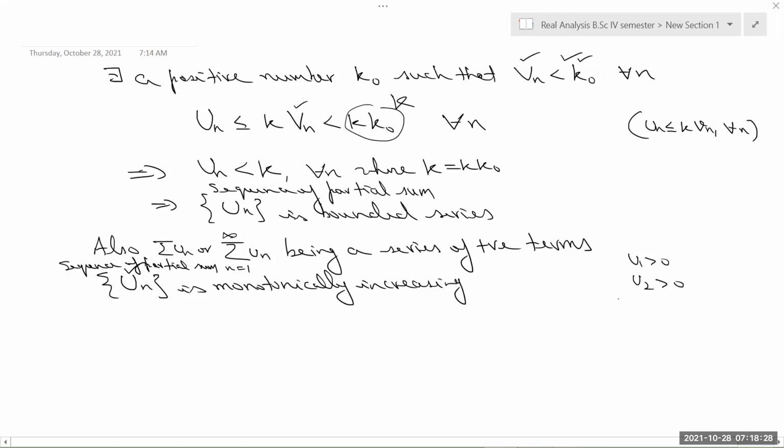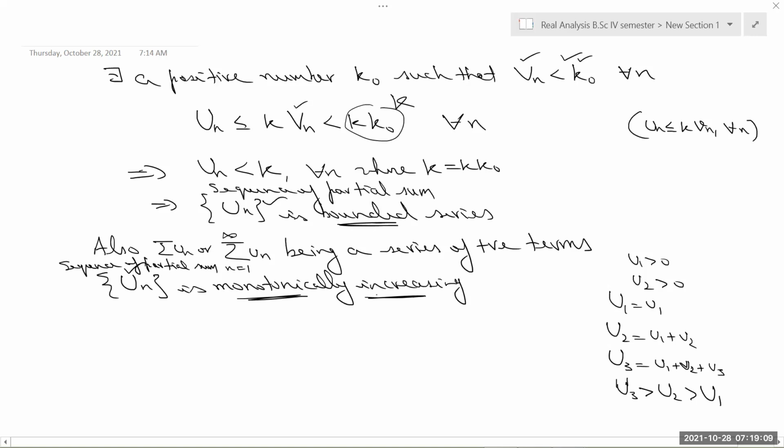Now look how U1 is defined. Capital U1 is equal to small u1. Capital U2 is equal to u1 plus u2. Capital U3 is equal to u1 plus u2 plus u3, and so on. So clearly U3 is greater than U2 is greater than U1, and so on. Because we are adding positive terms, clearly this sequence is monotonically increasing. And then by the monotone convergence theorem, a sequence which is bounded and monotonically increasing has to converge.